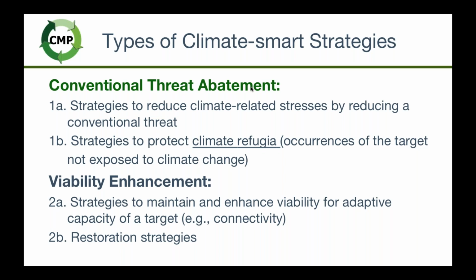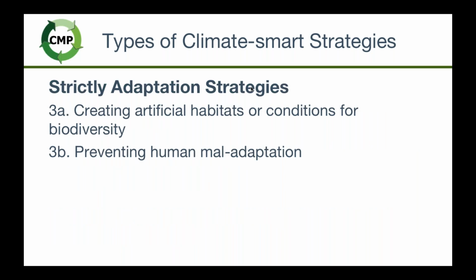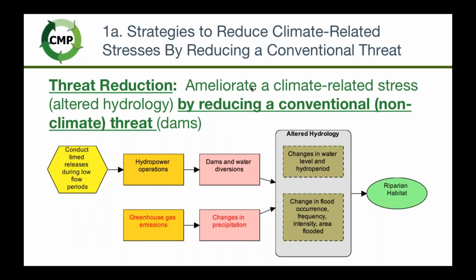So within viability enhancement, we have a couple of subcategories. One is strategies to maintain or enhance viability for adaptive capacity of a target. So for example, connectivity. And the other is restoration strategies. And then under the strictly adaptation strategies, we've got the artificial habitats or conditions, as well as preventing human maladaptation. Okay, so let's look at each one of those.